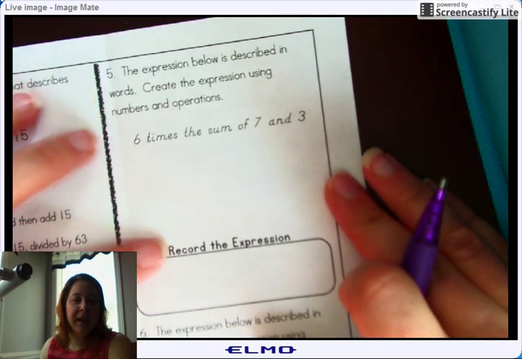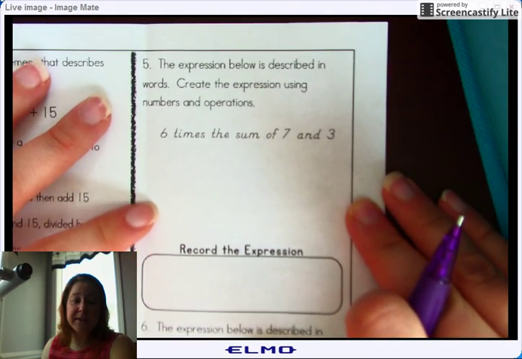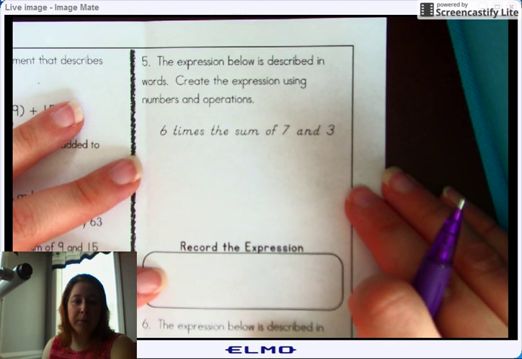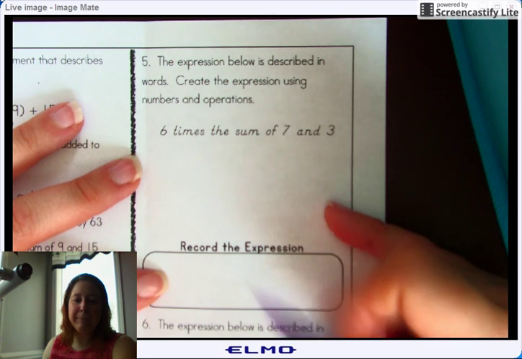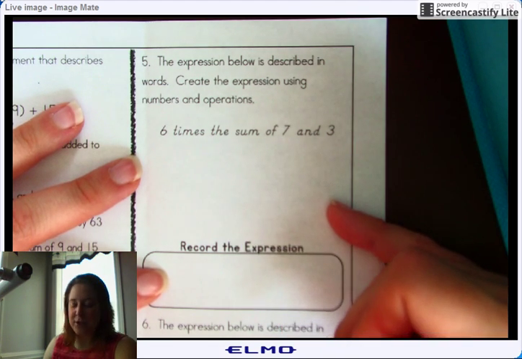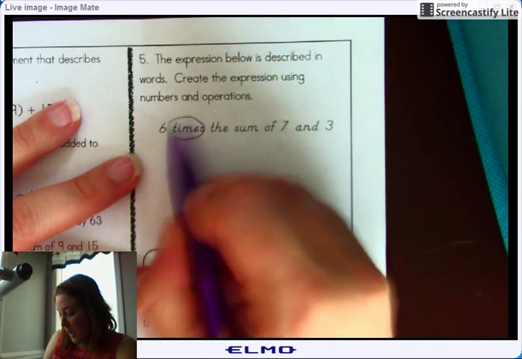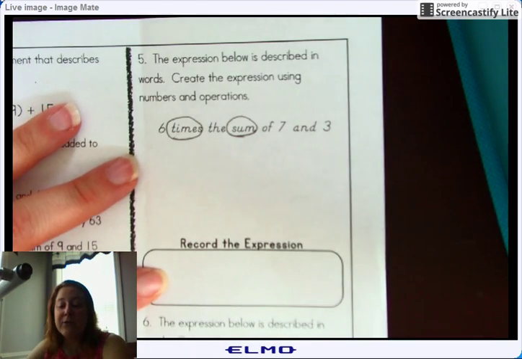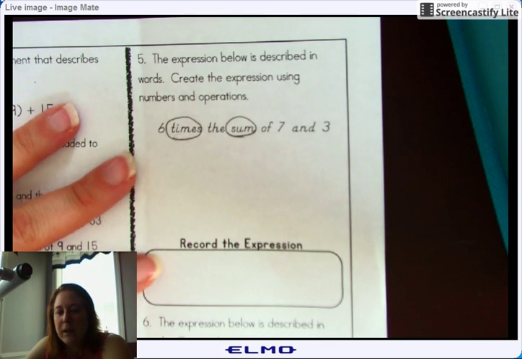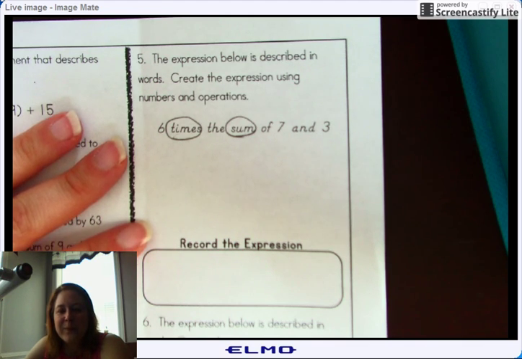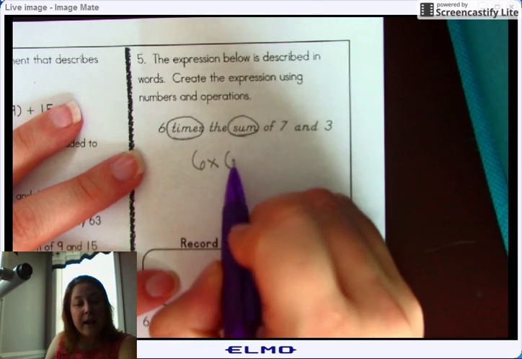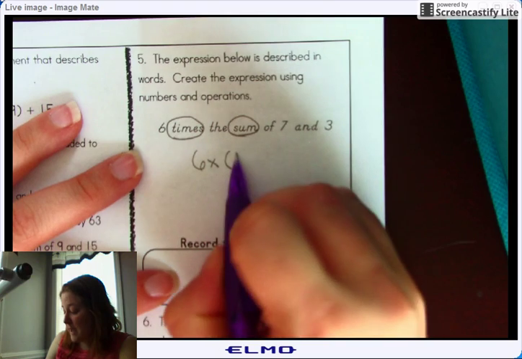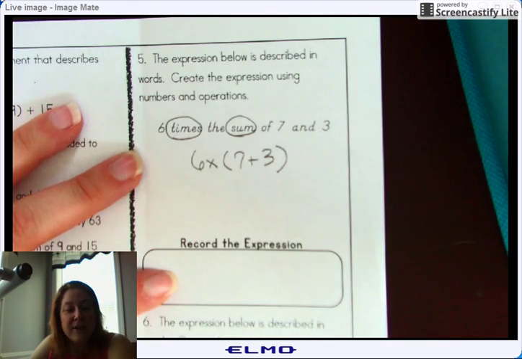Question number 5. The expression below is described in words. Create an expression using the numbers with operations. So here it is, and now it wants you to write it. Pay attention to the words, your keywords. You have times, and you have sum. And remember what times means. We already know that, but sum is the answer to an addition problem. So you're going to want to plug it in. What you should have chosen: 6 times the sum. The sum, answer to an addition problem, 7 plus 3. That should be your expression.